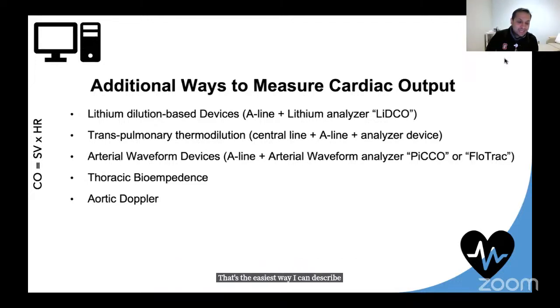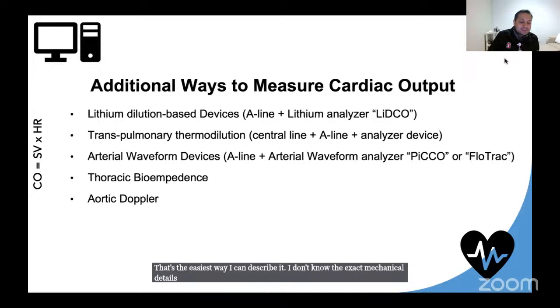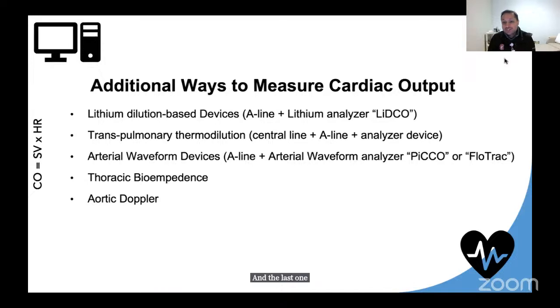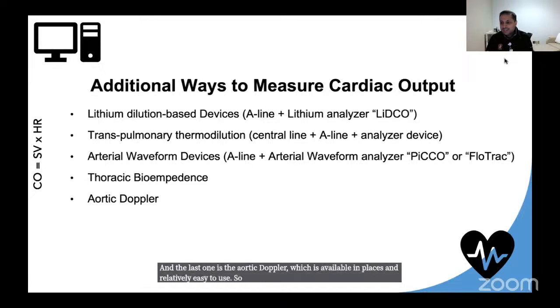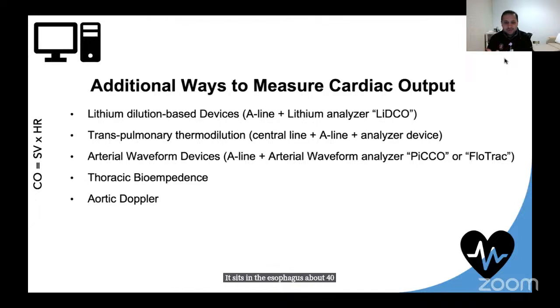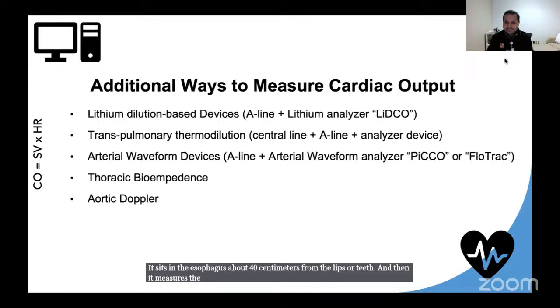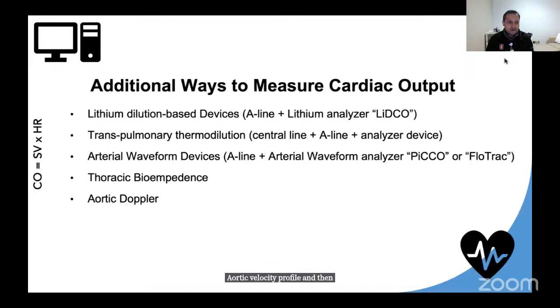I don't know the exact mechanical details of these devices. And the last one is the aortic Doppler, which is available in places and relatively easy to use. It's put in like an orogastric tube. It sits in the esophagus about 40 centimeters from the lips or teeth, and then it measures the aortic blood flow. It has a little sensor which is angled, so it can measure the velocity of the aortic blood with each heartbeat and measure the changes to that aortic velocity profile, and then correlate that with the cardiac output changes.